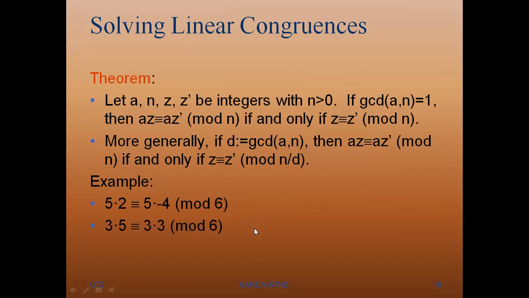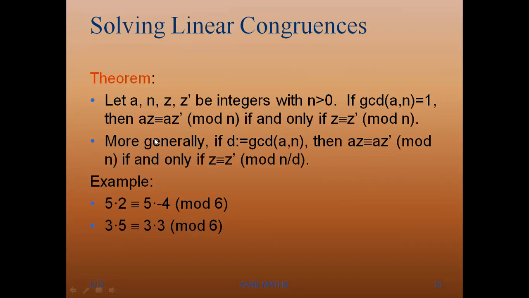Solving linear congruences. Let a, n, z, z' be integers. As usual, we are taking n as a positive integer. If GCD of a, n is equal to 1, then az is congruent to az' modulo n if and only if z is congruent to z' modulo n. So this is true only if the GCD of a, n is equal to 1.